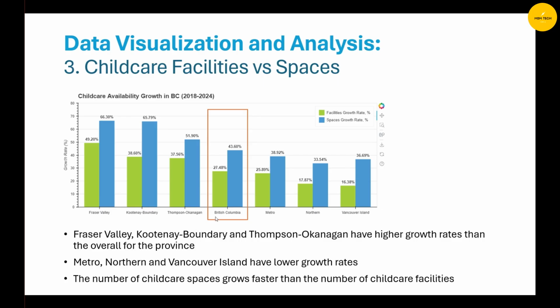And now it's much more obvious that all regions demonstrate growth, and in 3 of them, the growth rate is really very, very high, higher than overall for the province, and those are Fraser Valley, Kootenay-Boundary, and Thompson-Okanagan. And then 3 other regions demonstrate lower growth rates than overall for the province. We can also see that in each region, the number of childcare spaces grows faster than the number of childcare facilities, which means that either the newer facilities have more spaces or existing facilities expand the number of spaces over time.